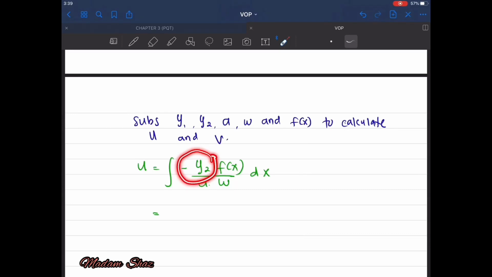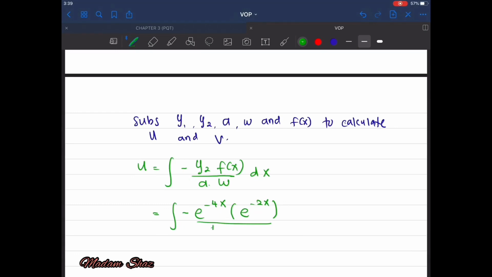So what is our y2? Refer back to the above step. y2 is equal to exponent negative 4x, and you have negative at the front here because the formula has a negative. Fx, so what is your fx that we declared before this? Exponent negative 2x, divided by a, the value beside y double prime, which is 1, times w that you calculated before this, negative 2 exponent negative 6x dx.